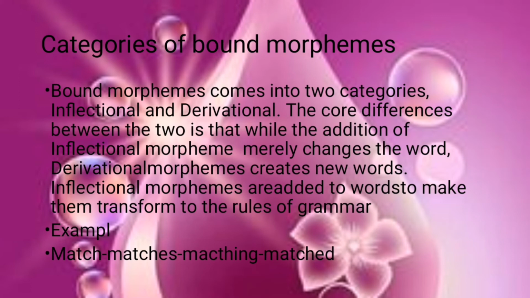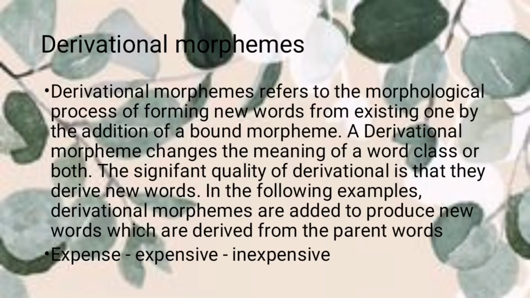Alright, let's move on. So, derivational morphemes. Derivational morphemes refer to the morphological process of forming new words from existing ones by the addition of a bound morpheme. A derivational morpheme changes the meaning of a word or its class, or both. The significant quality of derivational morphemes is that they derive new words. So we can get the meaning of derivational morpheme from the word derive. They create new words from existing ones.